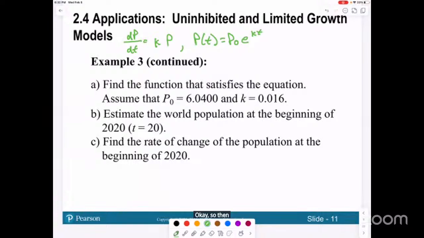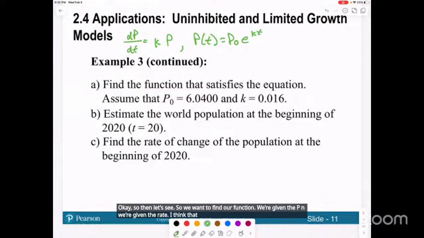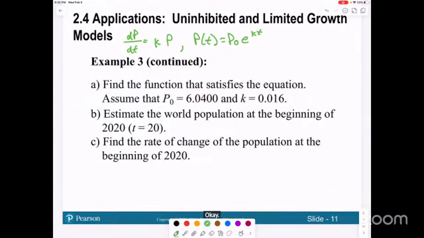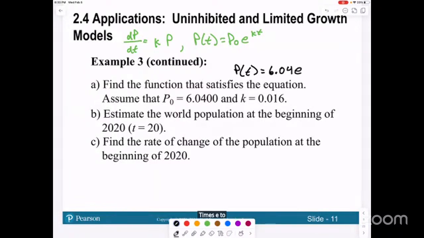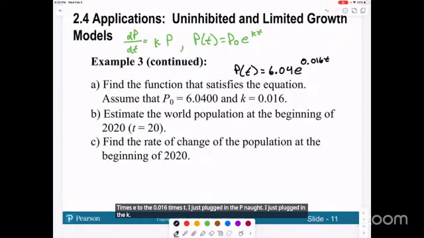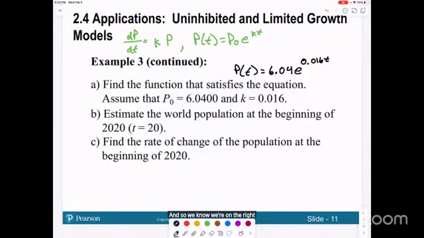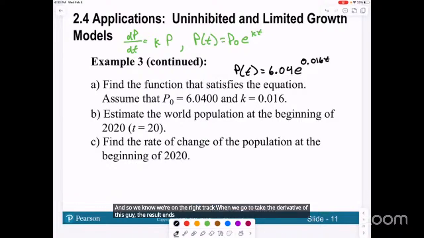So we want to find our function. We're given the P naught, we're given the rate. I think that's everything we need. So for part A, it should take on the form P of t equals 6.04 times e to the 0.016 times t. I just plugged in the P naught and the k. We know we're on the right track if, when we take the derivative of this, the result ends up being k times the original.